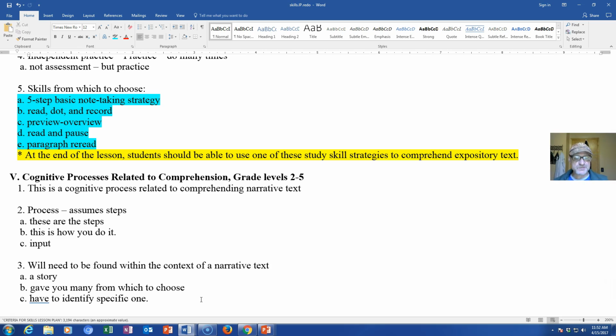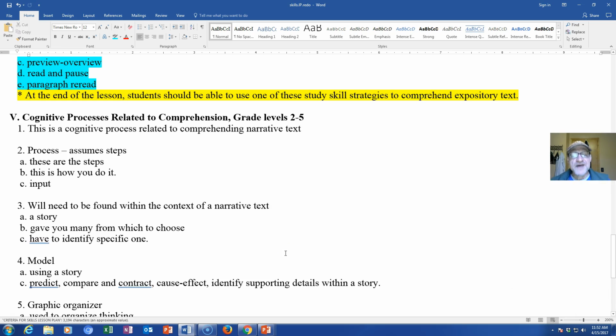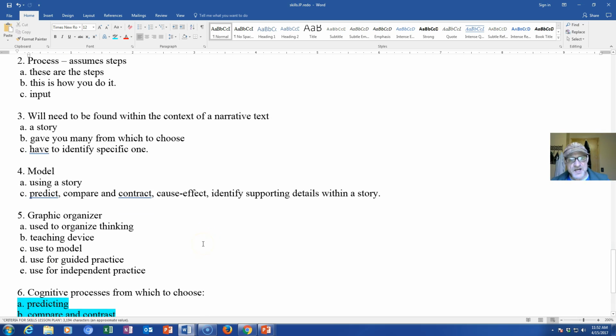This is a cognitive process related to comprehending narrative text. It assumes steps. So you're going to say, these are the steps. This is how you do it. That's part of your input, and then you're going to model it as well. This means comprehension related to narrative text, that it needs to be found within the context of a narrative text or a story. I gave you many from which to choose. You can identify one or more, but you have to identify specific ones. Here's the story, here's the paragraph, this is what I'll say. Model it using a story. You can predict, compare and contrast, cause and effect. You'll have to model one of these.